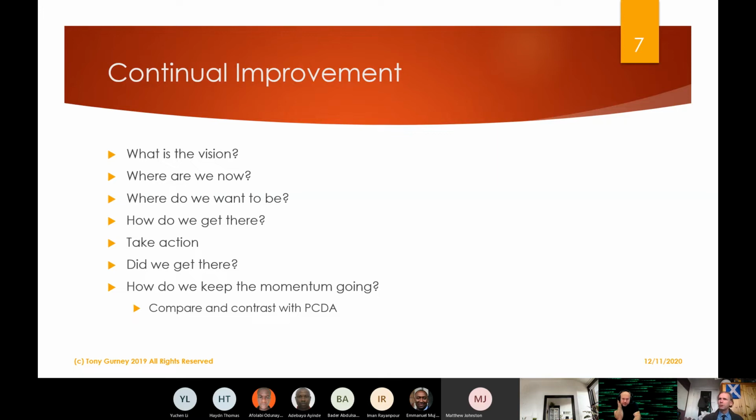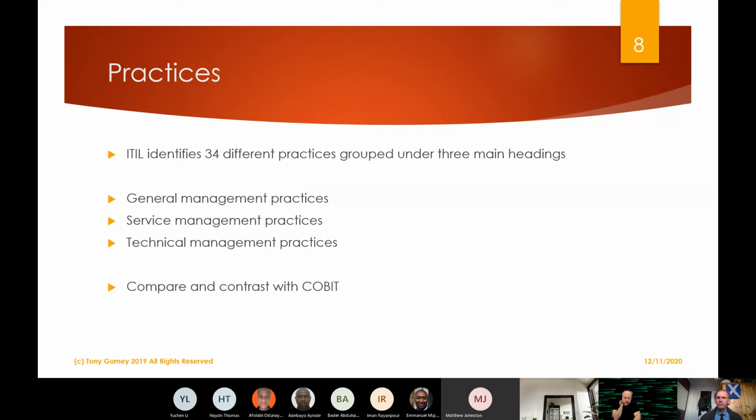And you can compare them with what we talked about with PDCA. Mistake on that slide. So we're trying to continually improve. And we're trying to improve in particular places, which they call practices, how we actually work and do this. Now, we're not going to go over these. There are dozens of them, 34 for ITIL, lots more for COBIT, and there are 3 main headings: management, service, and technical.